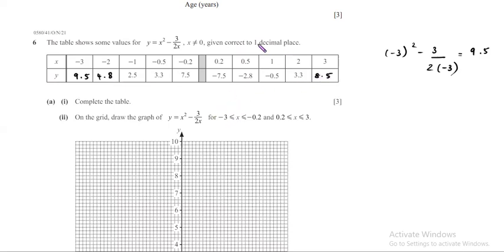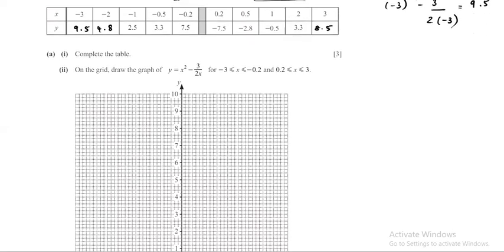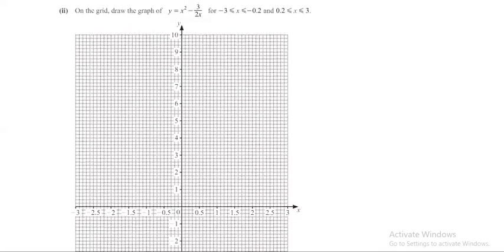But we need to make sure we write our answer correct to one decimal place. So that's why this becomes 4.8, 8.5, and then we have 9.5 here. Now, using the values that we have here, we are going to plot the points in the grid given, and then we can draw the graph.